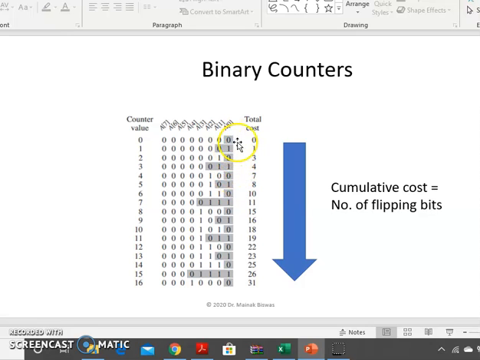From even to odd takes only one flip, but from odd to even, it can take many flipping operations. On the right-hand side, you can find the total number of flips that take place. So the cumulative cost is equal to the total number of flips.